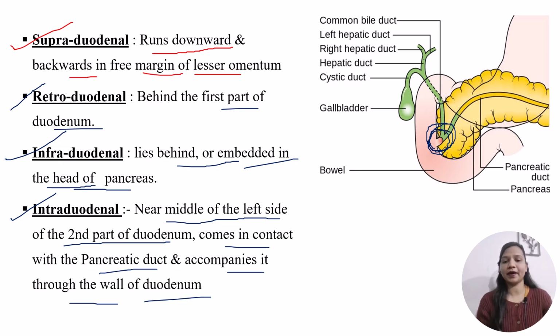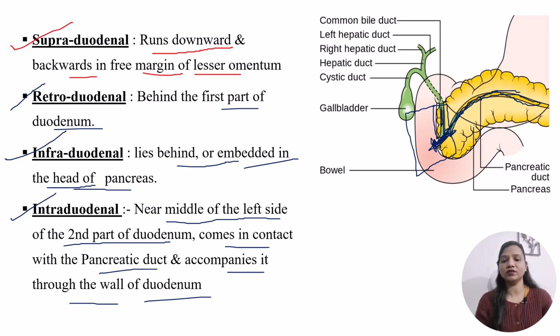So what is the passage of this part? Near the middle of the left side of the second part of the duodenum. This is the second part of the duodenum. On the left side near the middle, this part joins with the pancreatic duct. The duct we are seeing here in this picture is the pancreatic duct, and this part joins with it, and they both accompany each other to enter the wall of the duodenum and open into the major duodenal papilla.